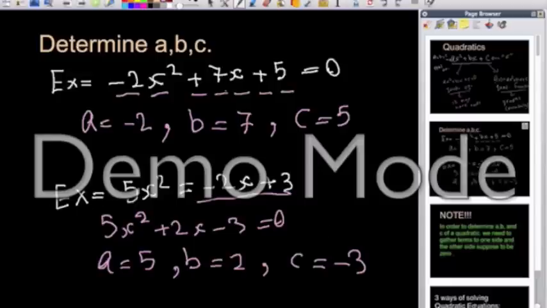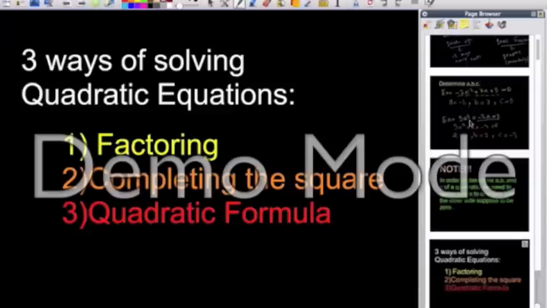Okay, now let's move on to the next topic, which is 3 ways of solving quadratic equations. The first one is factoring, the second one is completing the square, and the third one is the quadratic formula. So let's take a look at each one by one.